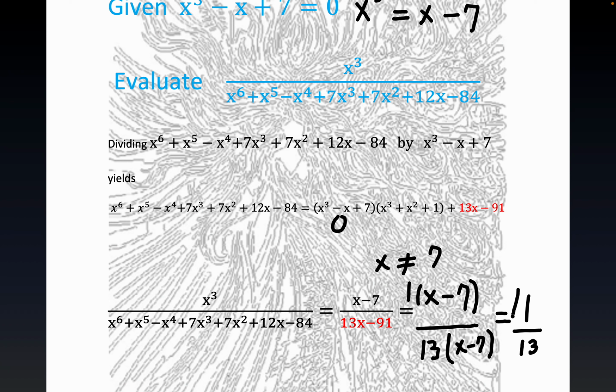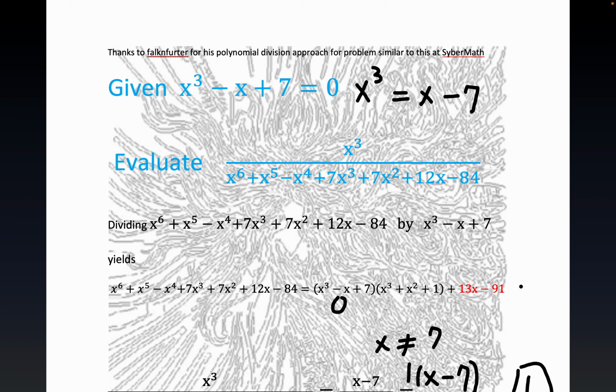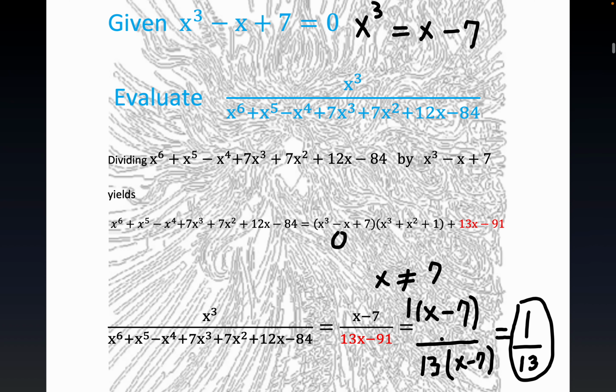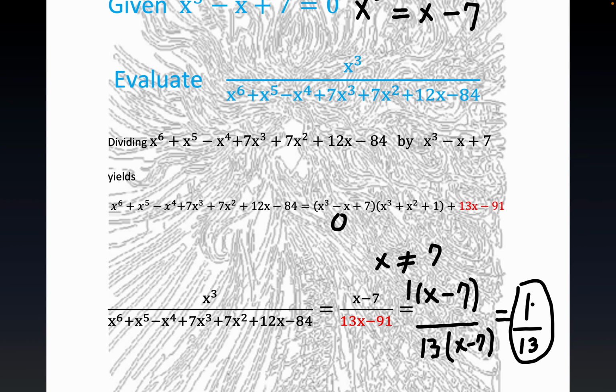This is the answer because 1/13 is the answer. And it's the answer because 7 is not a solution up here. 7 cubed is a huge number, 343. So 7 is not a solution here, and assuming x is not equal to 7 is totally legitimate. And this is the answer, 1/13, as I mentioned.